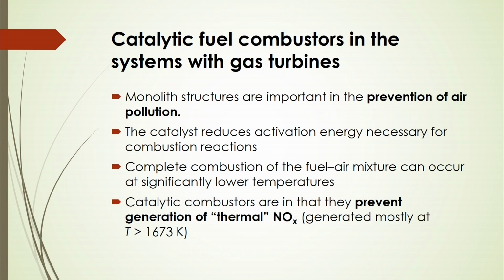And in case of catalytic fuel combustors in systems with gas turbines, you will see monolith structures are important in prevention of air pollution. In that case, the catalyst reduces the activation energy required for the combustion reactions. And complete combustion of the fuel-air mixture may occur at significantly lower temperature. But you have to remember that catalytic combustors prevent generation of thermal NOx, generally generated at temperatures greater than 1673 Kelvin.